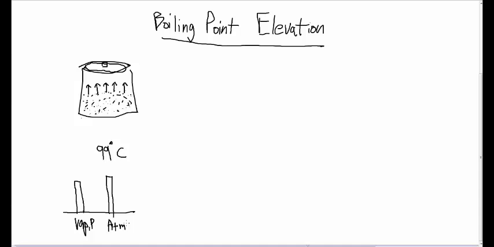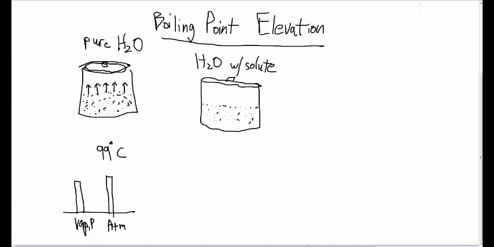And at 99 degrees Celsius, this vapor pressure very nearly equals the external atmospheric pressure. And for pure water, one more degree higher, you're going to get the vapor pressure matching atmospheric pressure, and you're going to get boiling happening. Now let's look at what happens when a solute is dissolved.